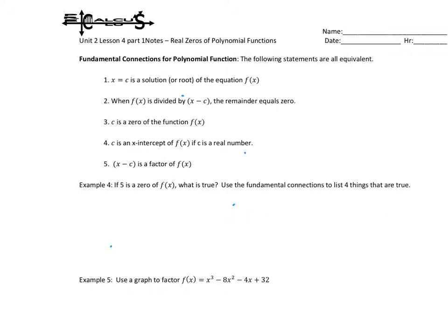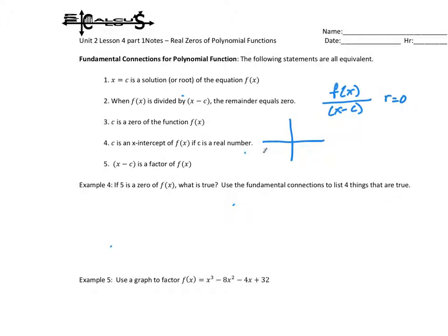So we're saying that c is the solution of the equation of f of x. If this is true, when f of x is divided by x minus c, the remainder equals 0, right? So we take f of x, so the whole big long function, we divide by x minus c. We know that this c is a solution, so therefore our remainder will be 0. We also know that c is a 0 of the function. We know that c is an x-intercept, right?